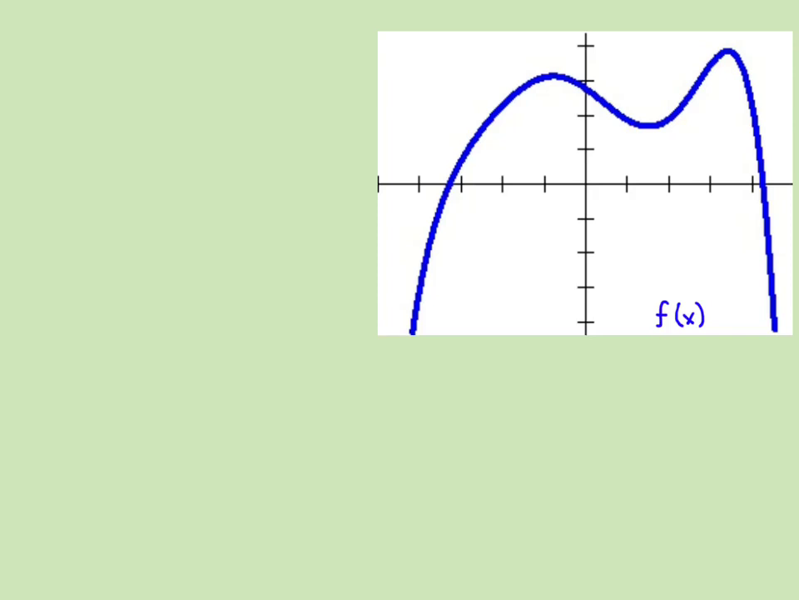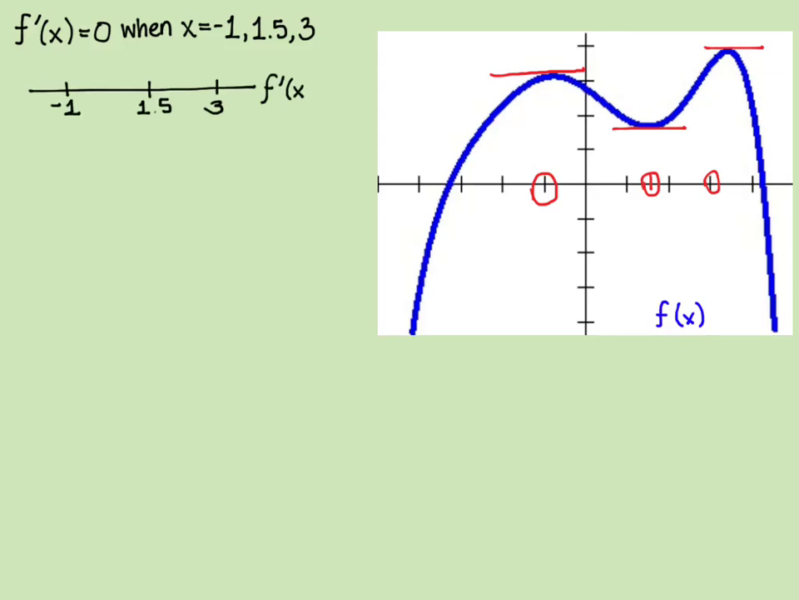Let's do one more example. So here's a curve which we're calling f of x, and let's try to graph the derivative. So the first step is to find all the x values where we have horizontal tangent lines. It looks like f prime equals 0 when x equals negative 1, positive 1.5, and positive 3. So we put those numbers on our number line, and now we figure where our function is increasing and decreasing.